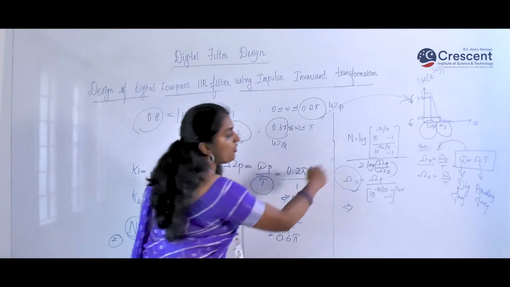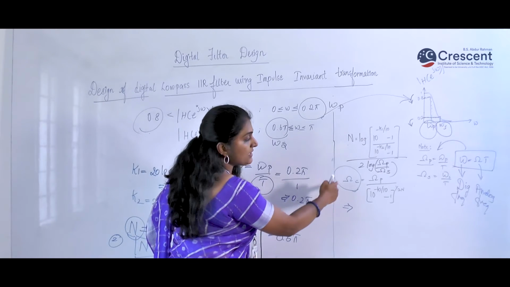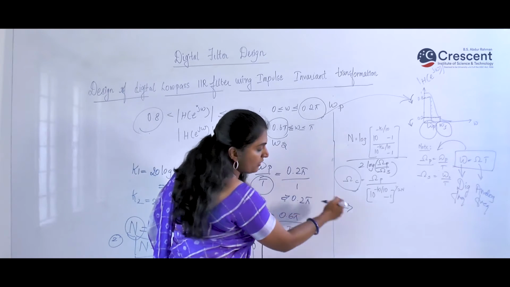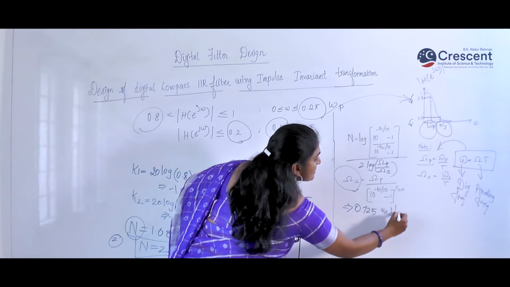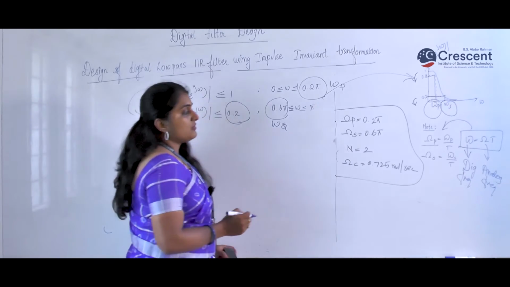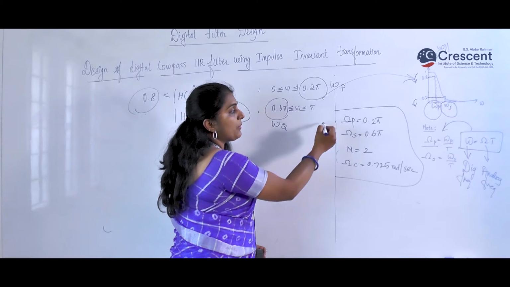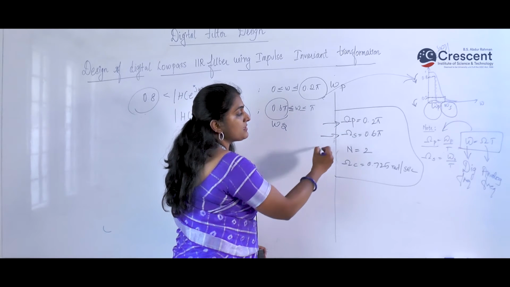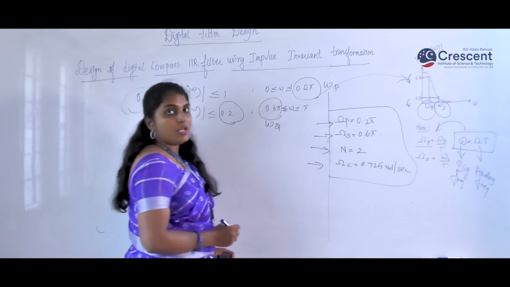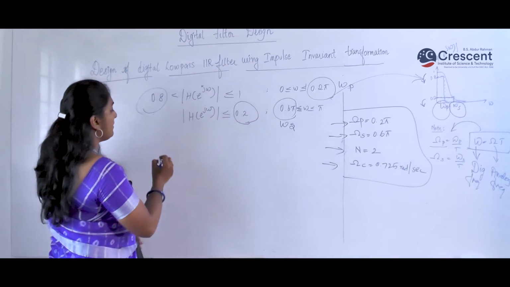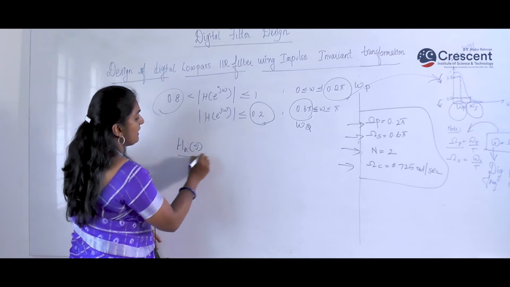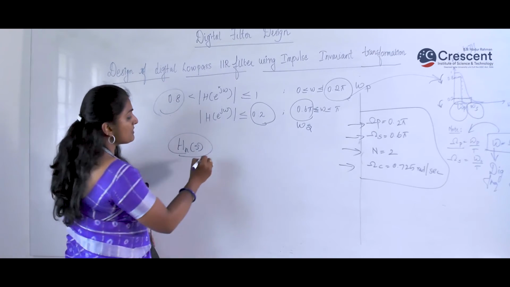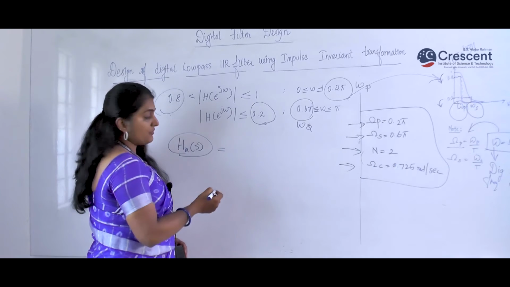So by substituting all these values, the omega c, that is cutoff frequency, will be equivalent to 0.725 radians per second. So far we have determined the parameters omega p, omega s, n and omega c. The next step is we need to determine the normalized transfer function H(s). The relation is already given in the previous session.